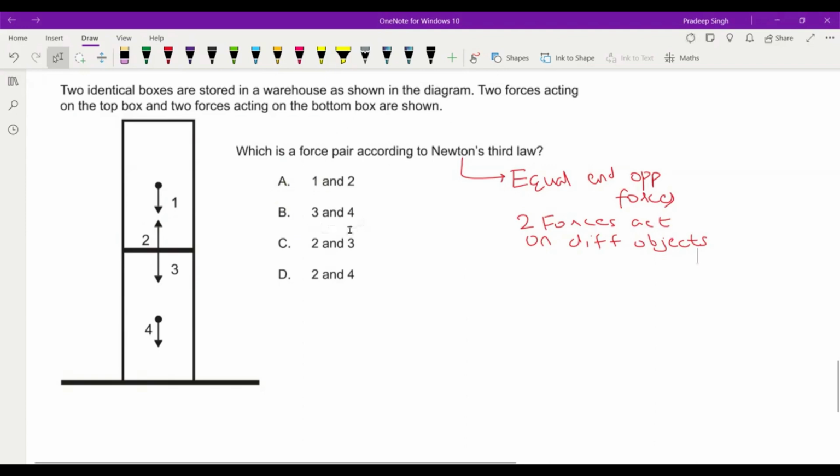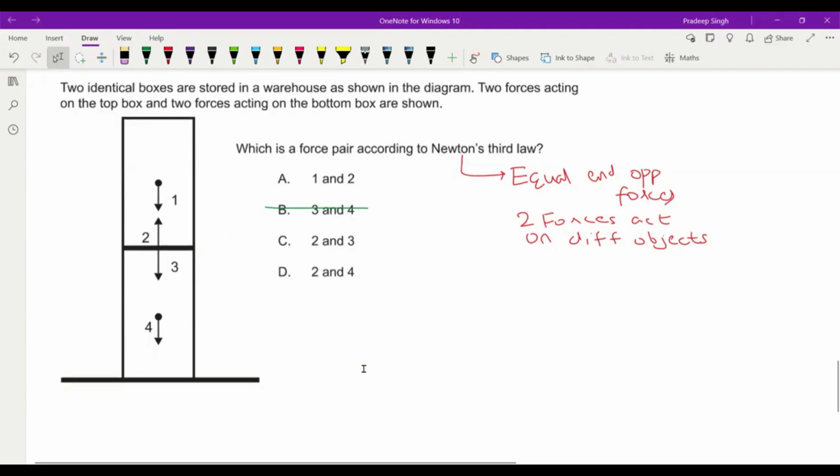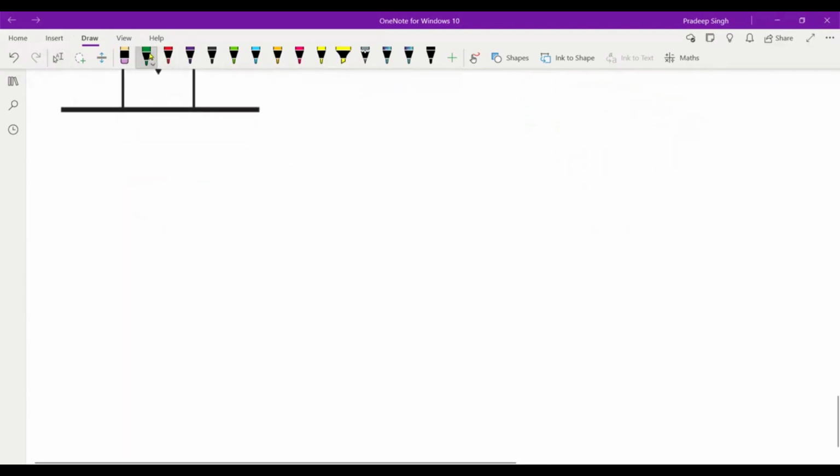Now look at 3 and 4. 3 and 4, although could be equal, but they are in the same direction, isn't it? 3 and 4 cannot be. Now, C can be 2 and 3. 2 and 4 again are equal and opposite. So technically, either of A, C, D could be the answer. But let us.